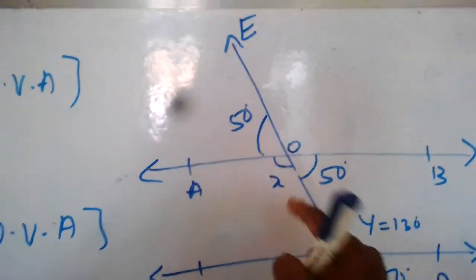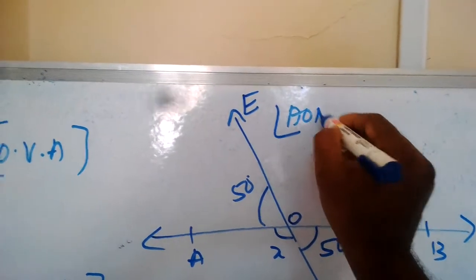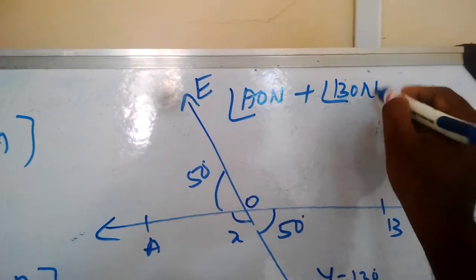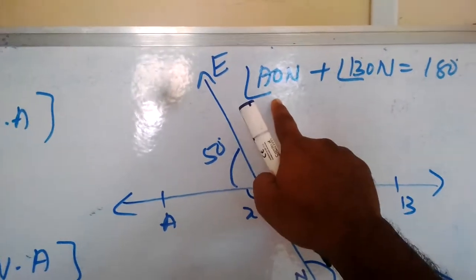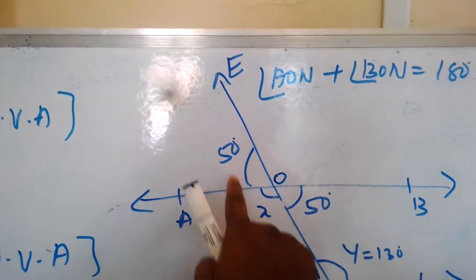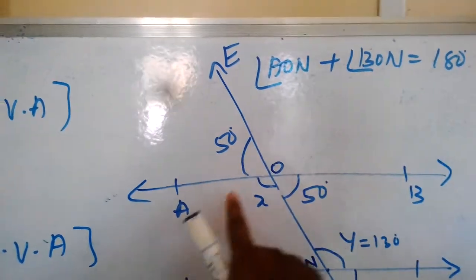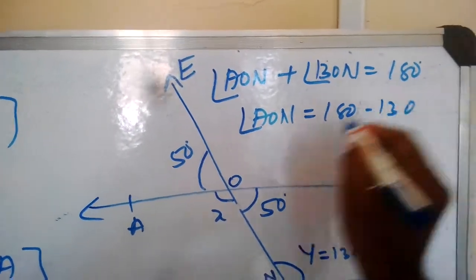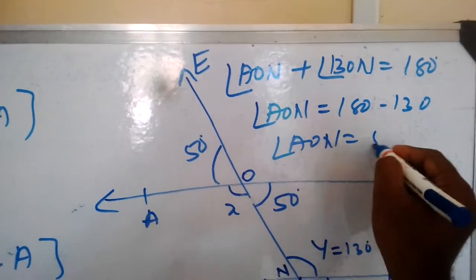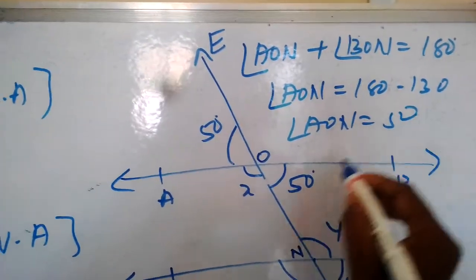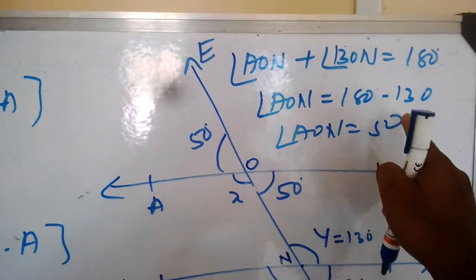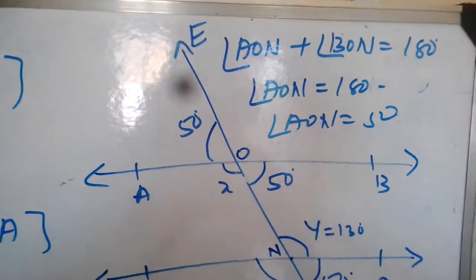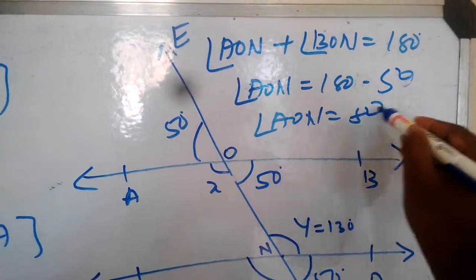Here angle AON plus angle BON is equal to 180 degrees. AON is 50 degrees, BON is 50. Just take angle AON here, AON equal to 180 minus 130. Again we are getting AON as 50 degrees here, 130. BON is 50 degrees, then we are getting 130 degrees here.